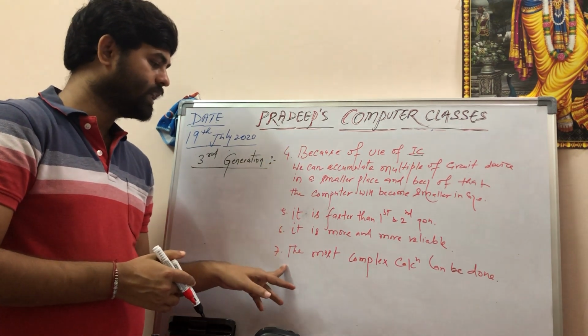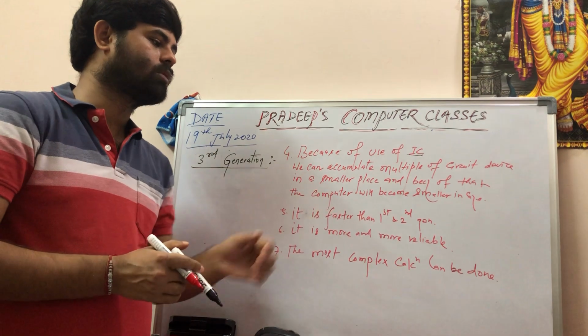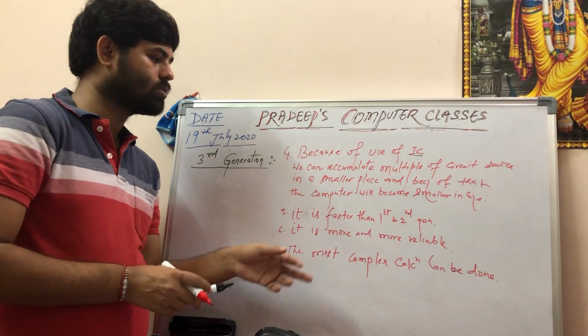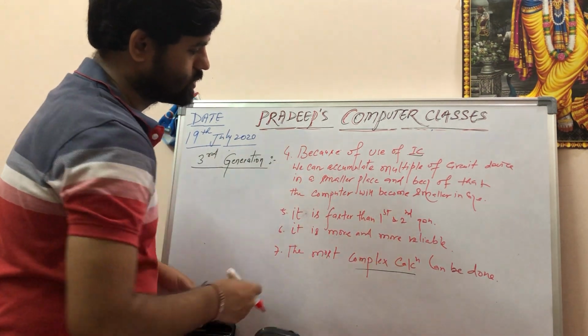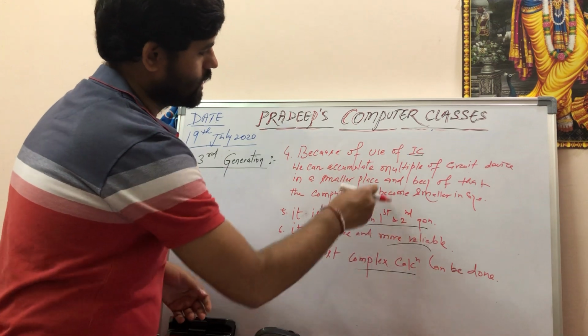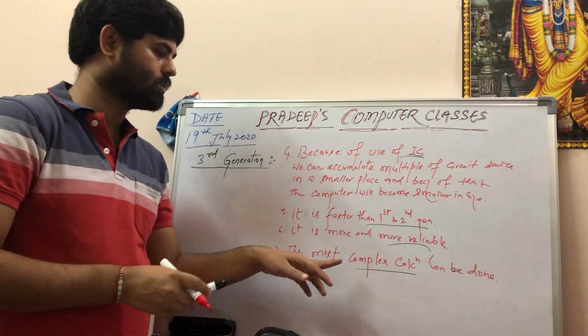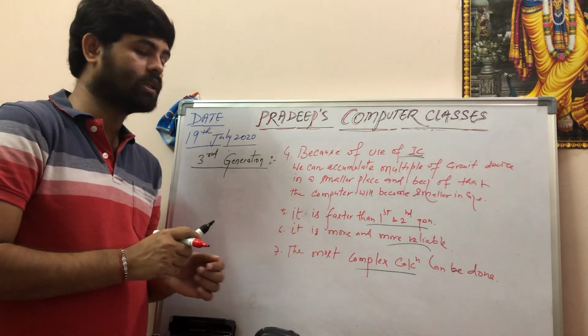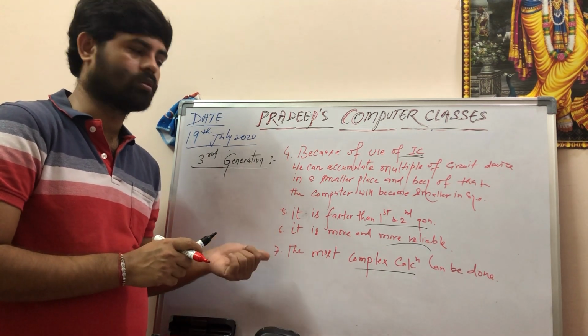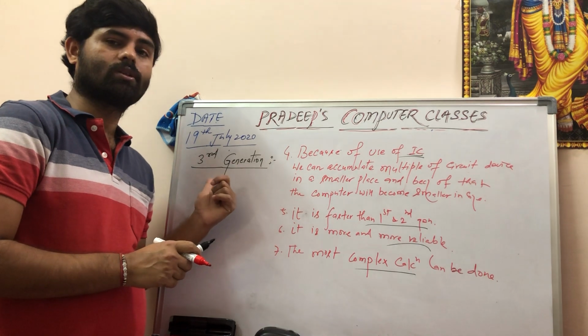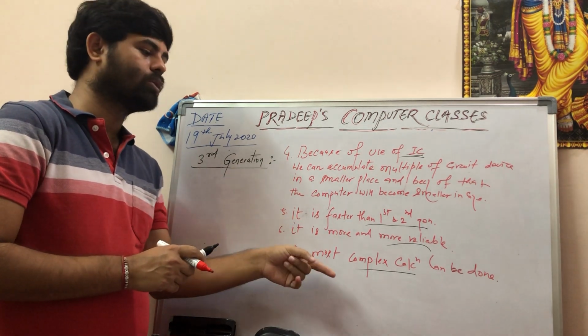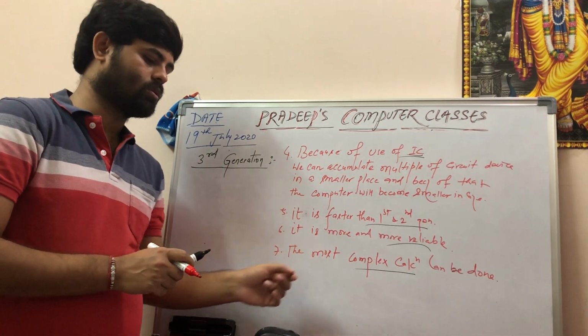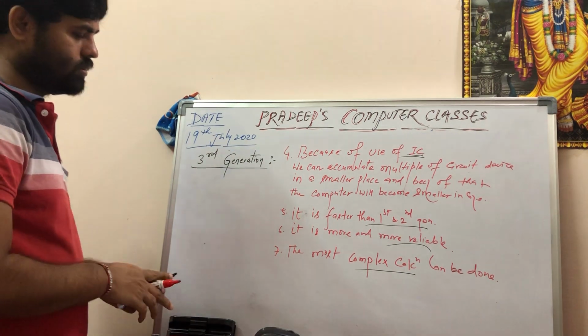So next point is the most complex calculation can be done. In the first generation of computer we have seen that only basic calculation can be done, and if you do a little bit of advanced calculation it will shut down. But it is not the case in the third generation. It is more reliable and you can do advanced level calculations also. So write it down.